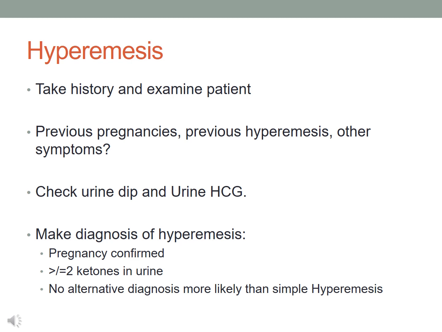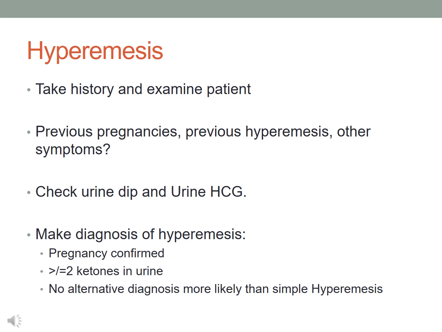Please ask about previous pregnancies, whether they're in their first pregnancy, whether they're having a twin pregnancy, whether they've had any previous hyperemesis, or whether they have any other symptoms, such as diarrhoea or abdominal pain. Please check the urine dip and the urine HCG and make sure both of these are documented.